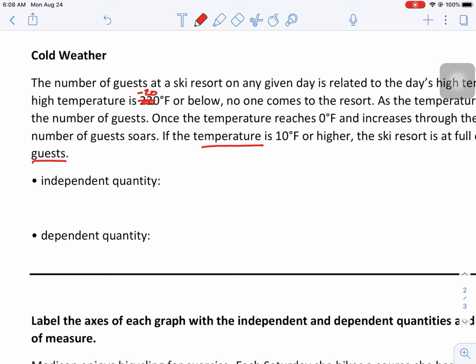So, what's independent? What's happening on its own? It's the temperature, right? As the temperature goes up, more people show up. As the temperature goes down, fewer people show up. So the dependent quantity is the number of guests.